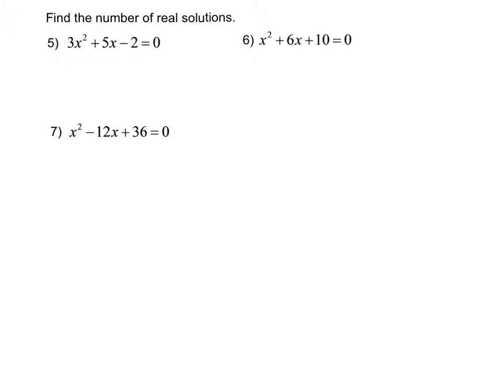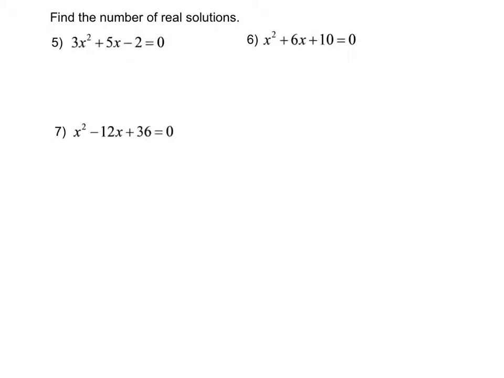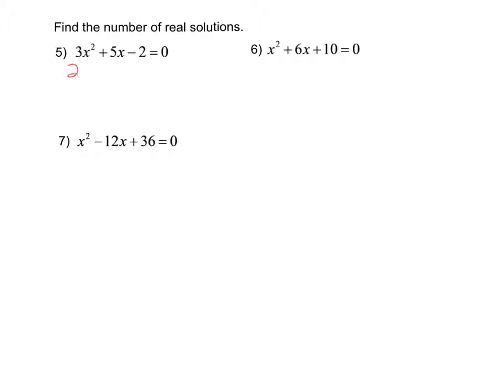All right, so we're going to find the number of real solutions, how many solutions we're going to have in each of these cases. So I'm going to have b squared, which is 25, and I need to make sure I've got my marker turned on. So 25's 5 squared minus 4 times ac, so times 3 times negative 2. So negative 4 times 3, that's negative 12. Negative 12 times negative 2 is going to be a positive 24, so I would have 25 plus 24, which is equal to 49. So this one means that I'm going to have two solutions.